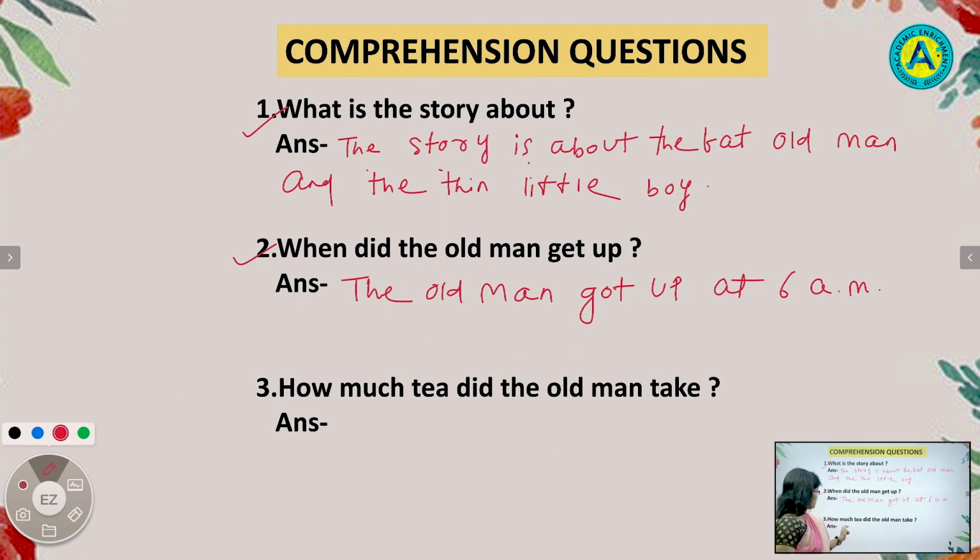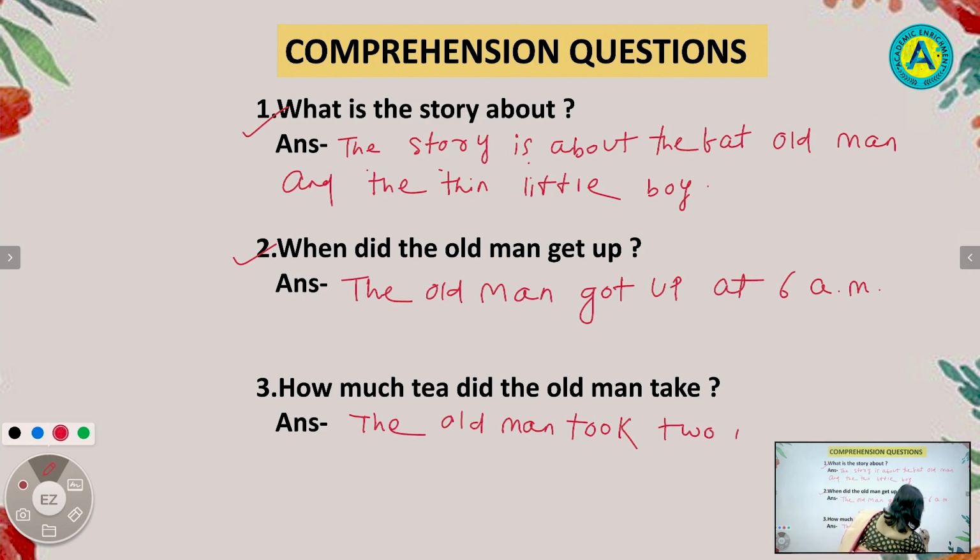Now coming to the third question. The third question is, how much tea did the old man take? Yes, you are right. The old man took 2 mugs of tea. I am writing the answer. The old man took 2 mugs of tea.